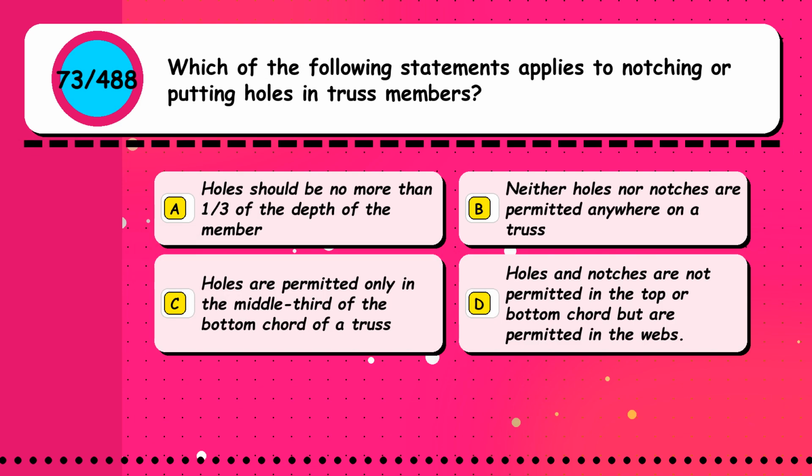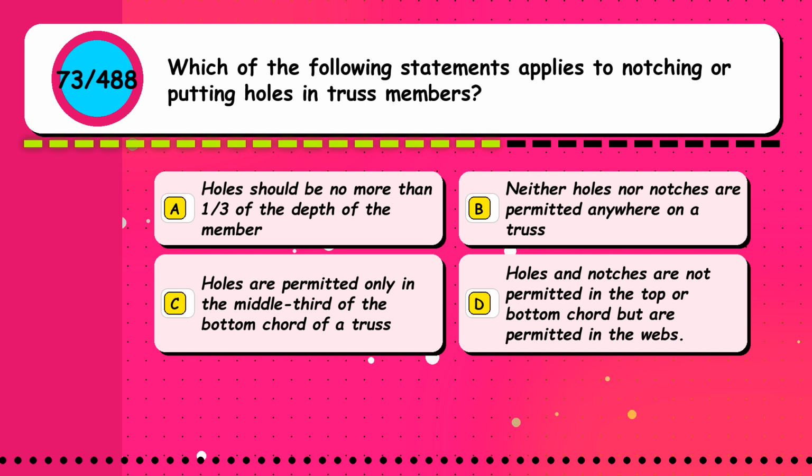Question 73. Which of the following statements applies to notching or putting holes in truss members? Option A, holes should be no more than 1/3 of the depth of the member. Option B, neither holes nor notches are permitted anywhere on a truss. Option C, holes are permitted only in the middle third of the bottom chord of a truss. Option D, holes and notches are not permitted in the top or bottom chord but are permitted in the webs.